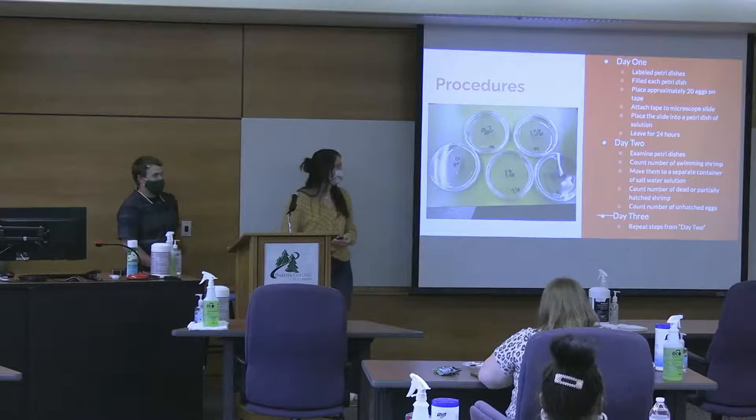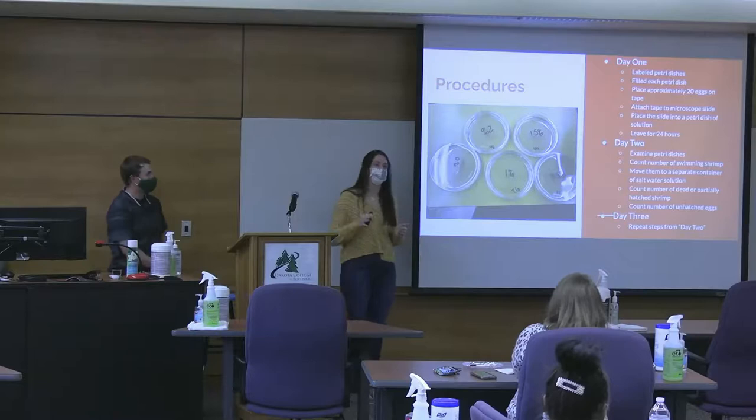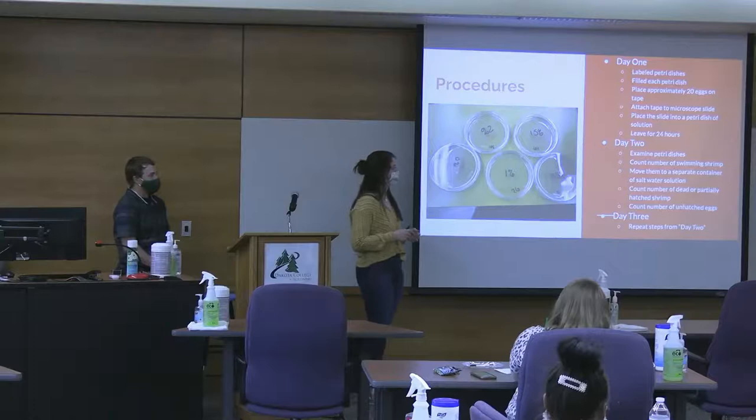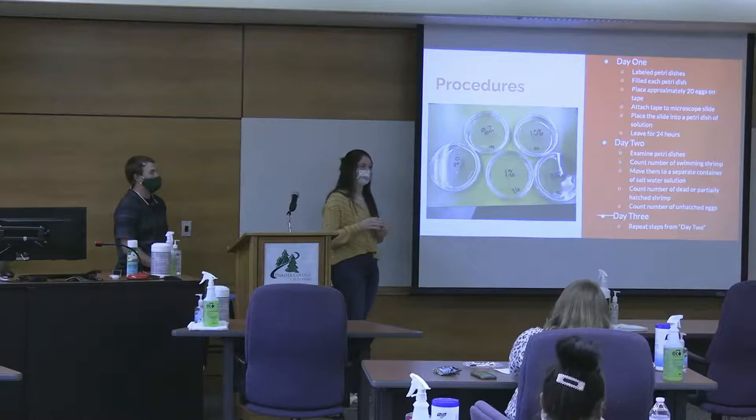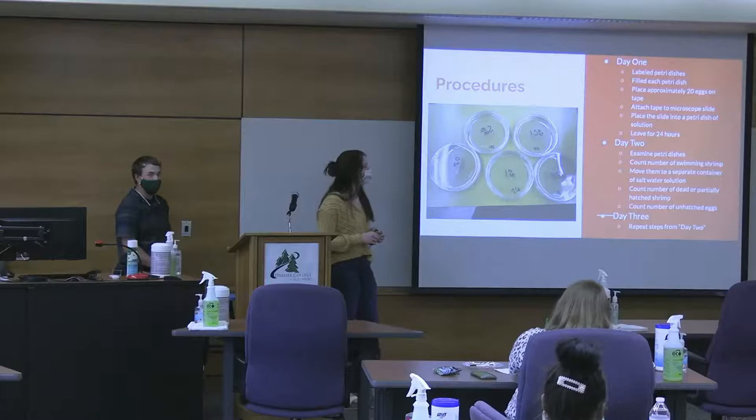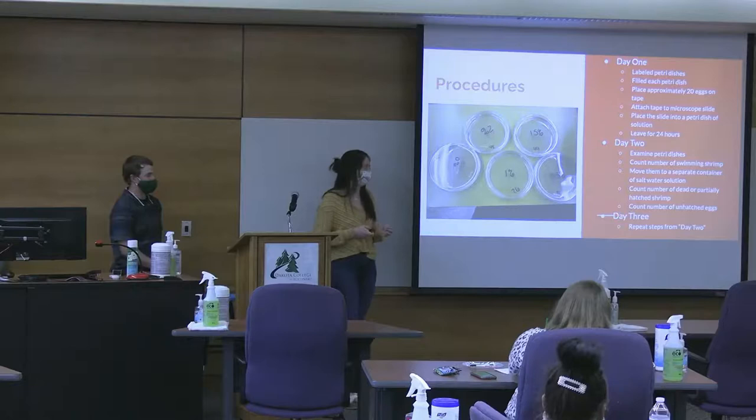So on day two, we would leave this over 24 hours and we'd come back the next day and we would examine our petri dishes. Here, we would count how many brine shrimp actually hatched and were swimming around at this time. And then we would move those to a separate container, which we were going to try to grow into adults. And then we would also count the numbers that were dead or partially hatched. Those we would leave for another 24 hours and we'd do the same process for day three.